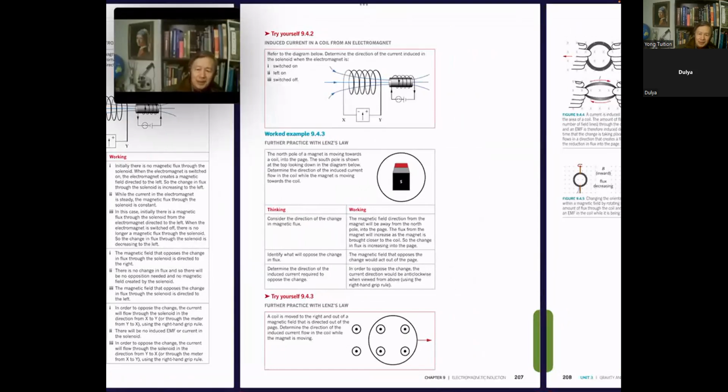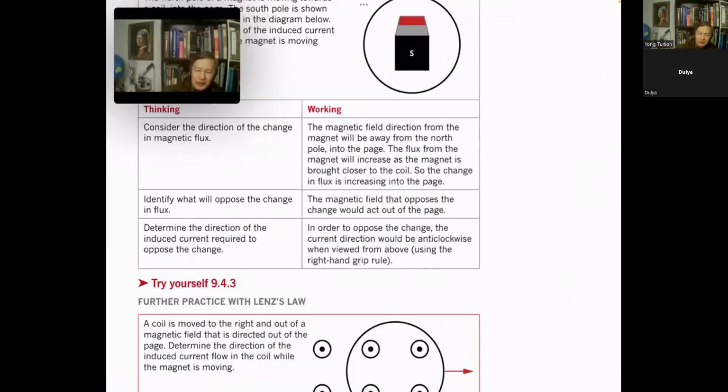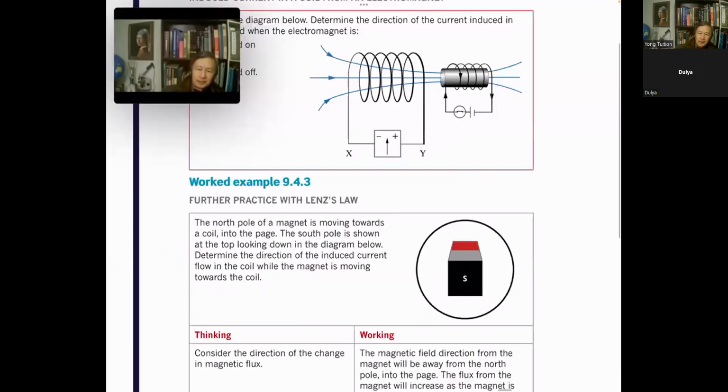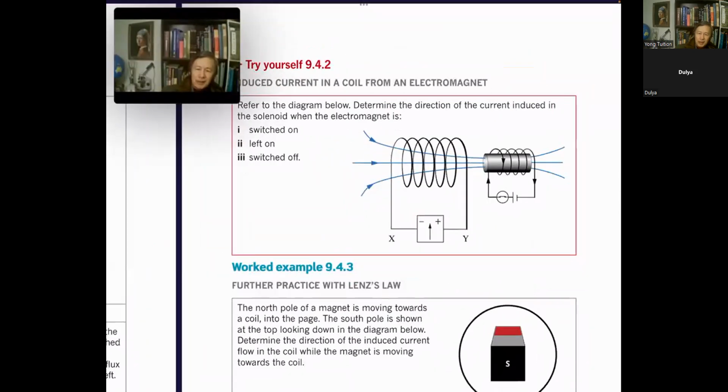Can we try this one? Try yourself. Can you enlarge this part a little bit? The top one at the top of the page. They have 3 options. Can you read the question? Refer to the diagram. Determine the direction of the current induced in the solenoid when the electromagnet is switched on.